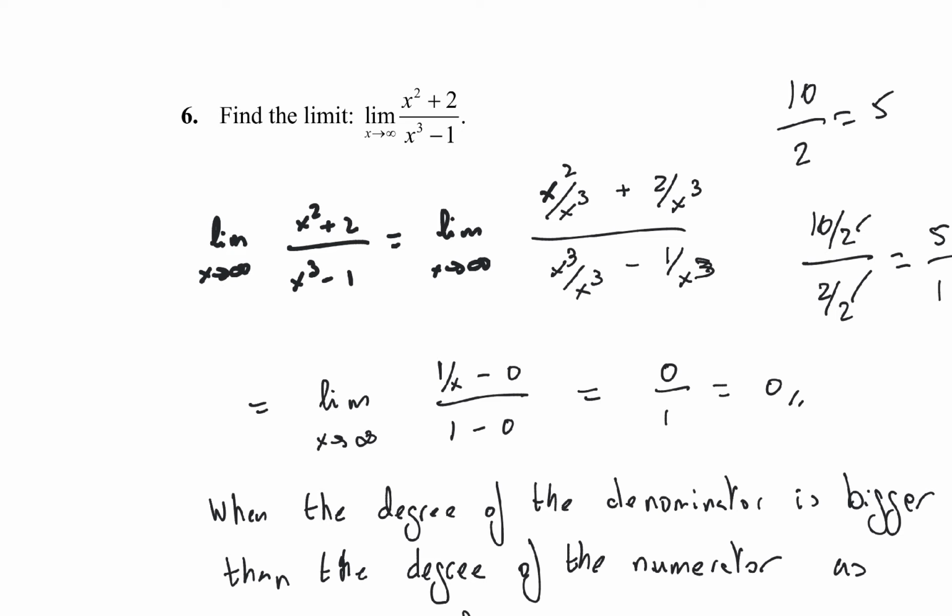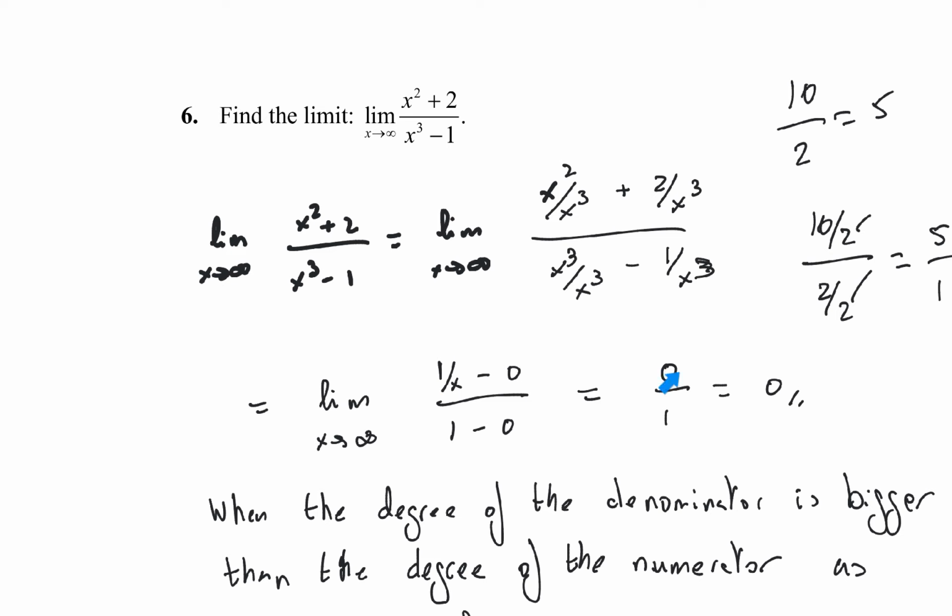When I divide, x squared divided by x cubed will be 1 divided by x. 2 divided by x cubed, when x goes to infinity, 2 divided by infinity is a number that approaches 0, so the limit will be 0. And x cubed divided by x cubed, when x approaches infinity, will approach 1. And minus 1 divided by x cubed, when x approaches infinity, 1 divided by something very, very big is something very, very small, approaching 0. So the limit will be 0 when x approaches infinity.